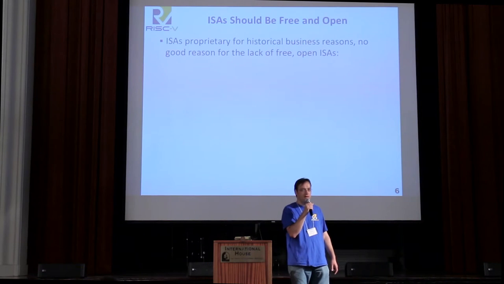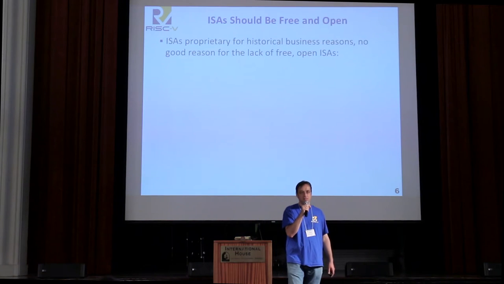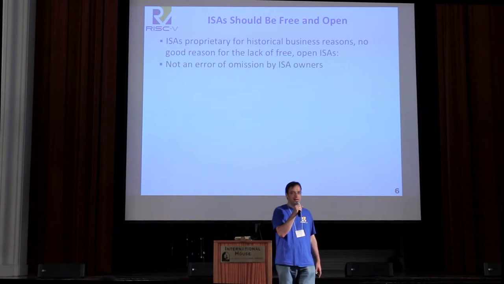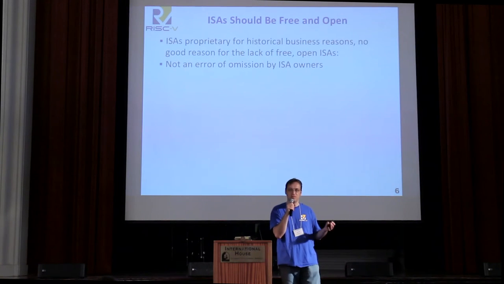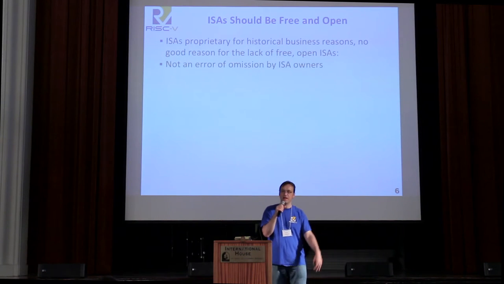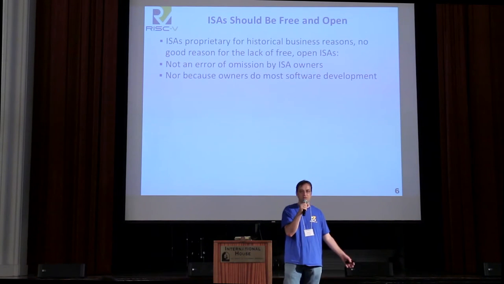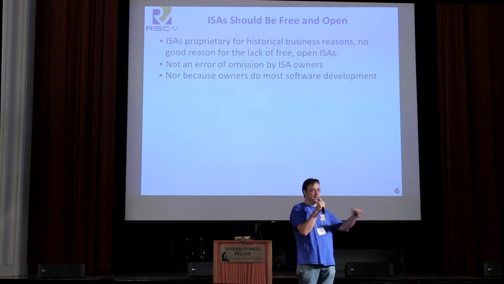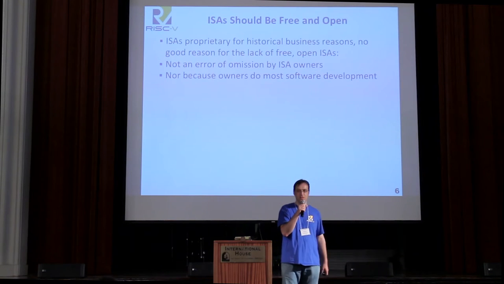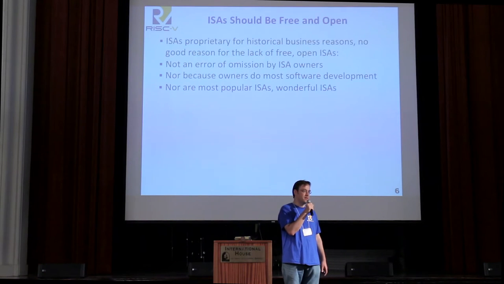And if you look at why we are at this point, why is it that there are no free and open ISAs? Well, it's not for any technical reason, it's just historical and business reasons, right? So this is not an error of omission by the owners of the ISAs. It's not like Intel and ARM just forgot to make their ISA open. They very aggressively pursue anybody who tries to use their ISAs without licensing it from them. And it's not because these guys actually do all the software development for those ISAs, like license the ISA from us and we'll write all your code for you. That's not the way it works either, right? Most of the software is written by other people, the vast majority of it. And it's not like they're good at doing it either, right? So the current ISAs are pretty poor.